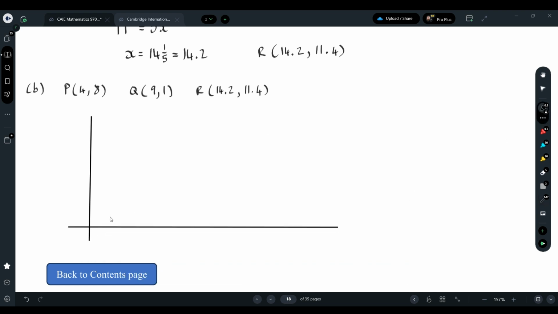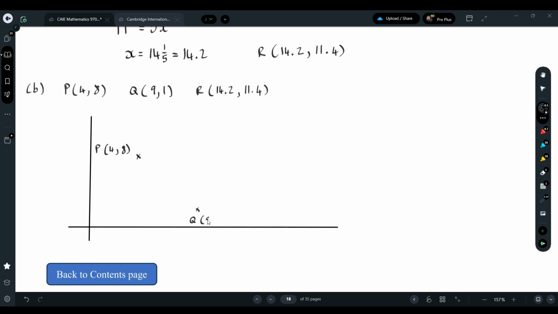And (4, 8) seems reasonable to put over there. So here would be the point (4, 8), there's the point P. Q would be the point (9, 1), so it would be a lot further along than this, but lower down. So there would be the point.